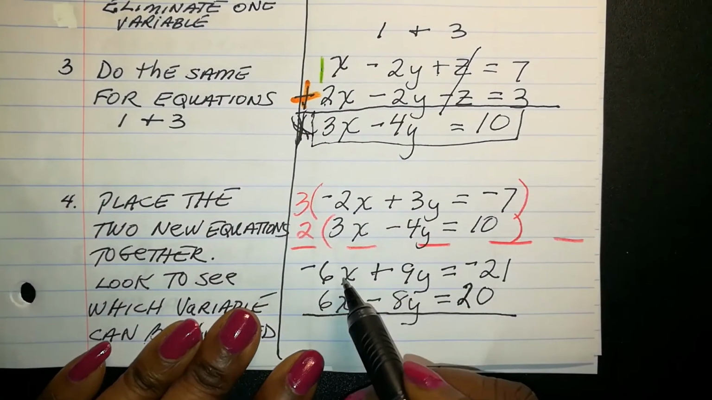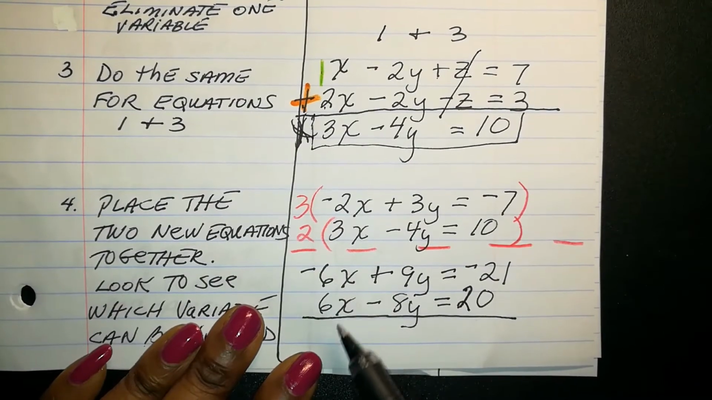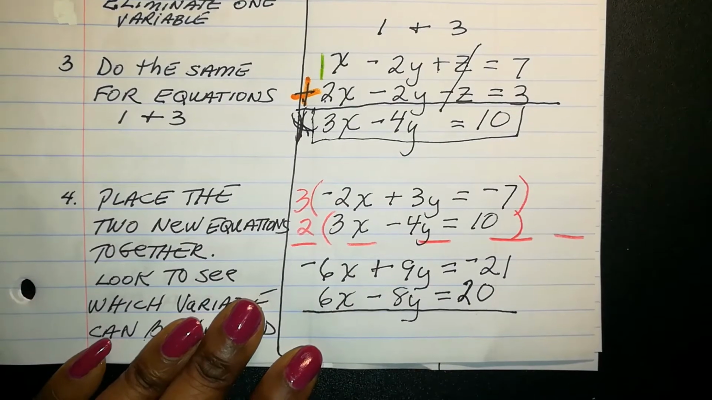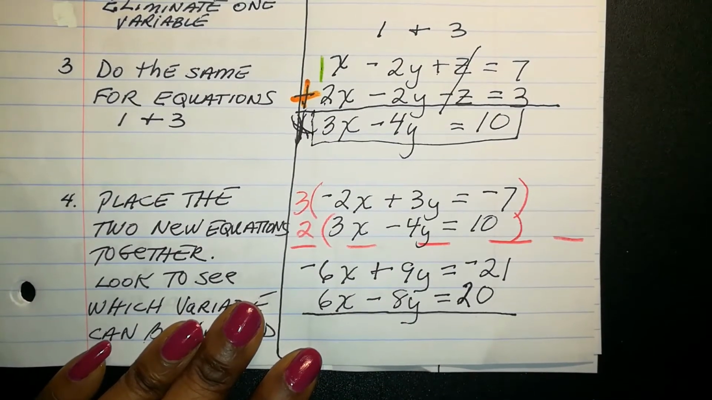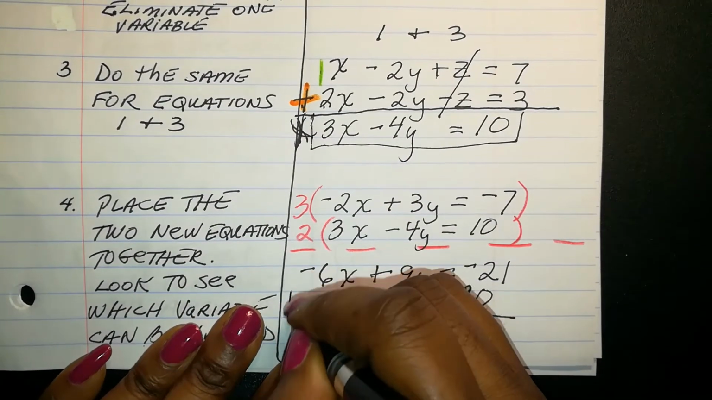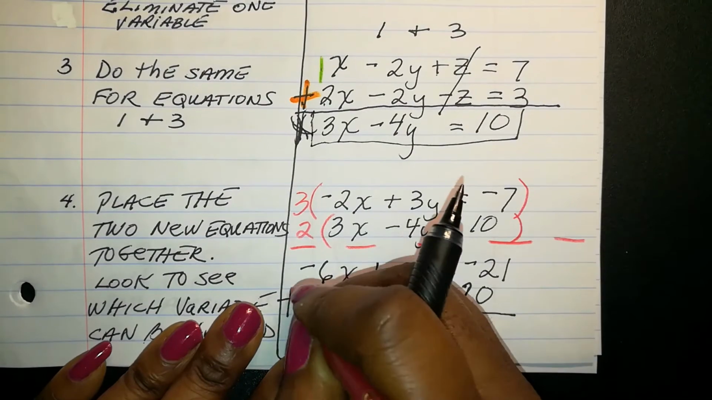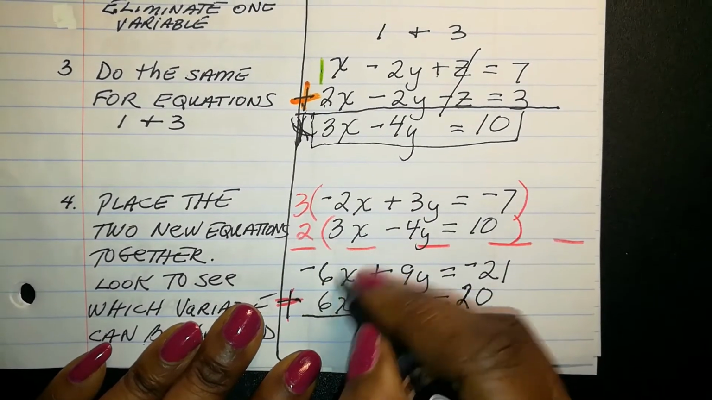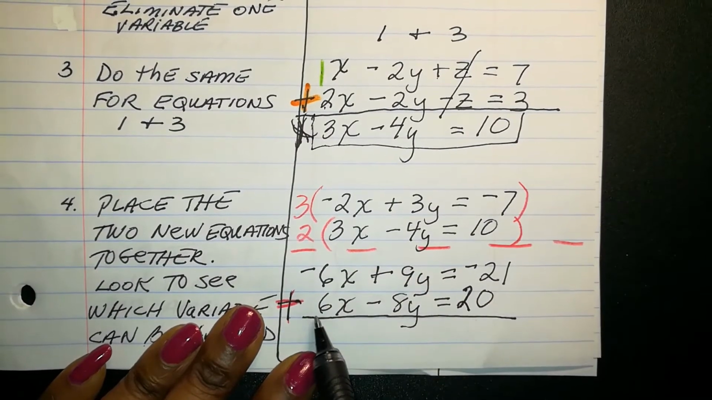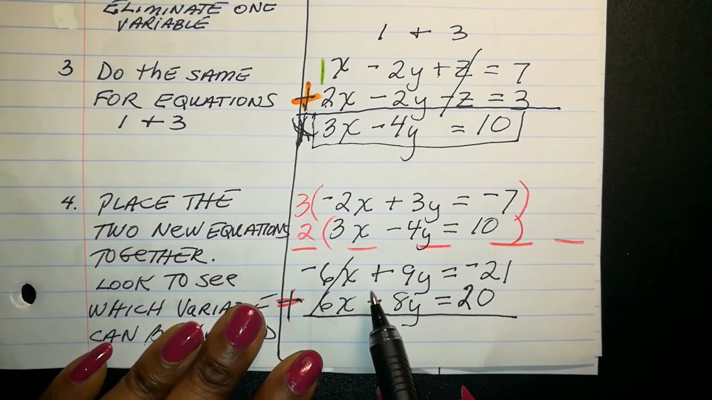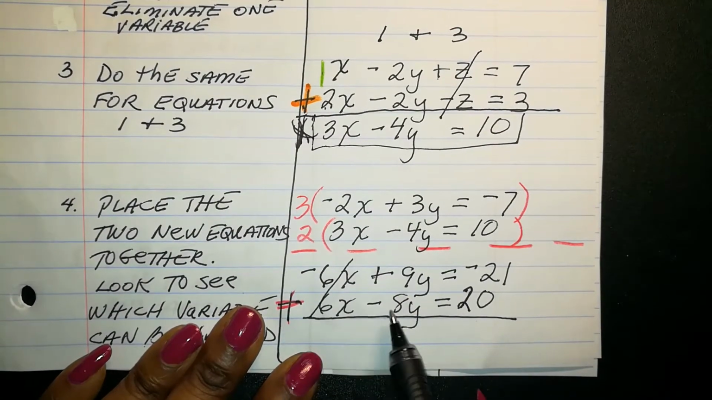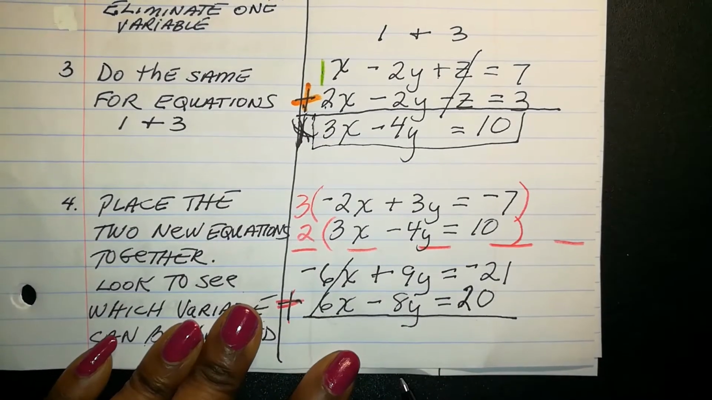Now how are we going to put these together? We have to decide, are we going to add or subtract the two equations? It's always adding or subtracting the two equations at this point. Well, one is a minus and one is a plus, so to eliminate that, we have to add. If we add the two equations, we will end up canceling out the x's. So negative 6x plus 6x will cancel. Plus 9y plus minus 8y.